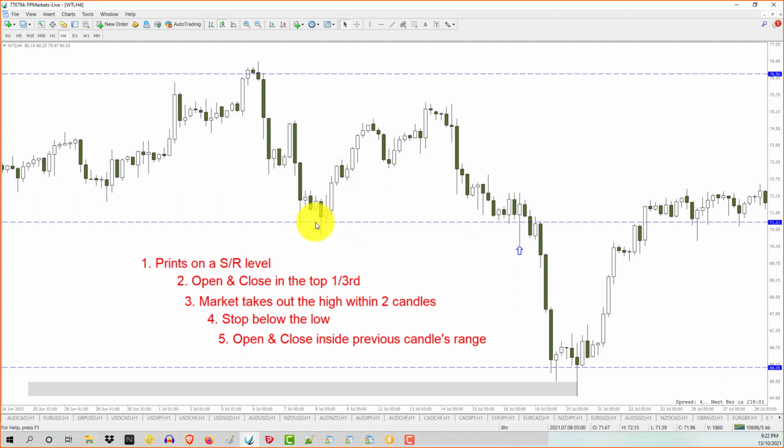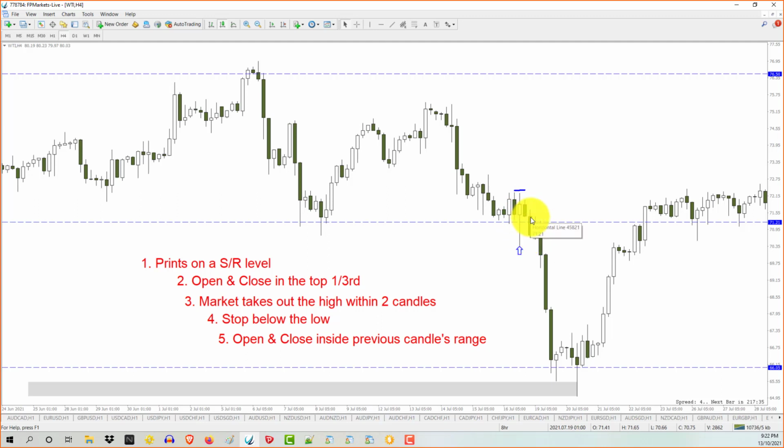It prints on a level. It's got support over here. We're on a support resistance level. Tick. Open and close in the top third. Tick. The market takes out the high within 2 candles. False. Candle 1 doesn't take it. So if I have a little buy stop right above this candle, like 3 pips above my kangaroo tail here, guess what? It's not taken out, is it? Candle 1, candle 2, don't take it out.